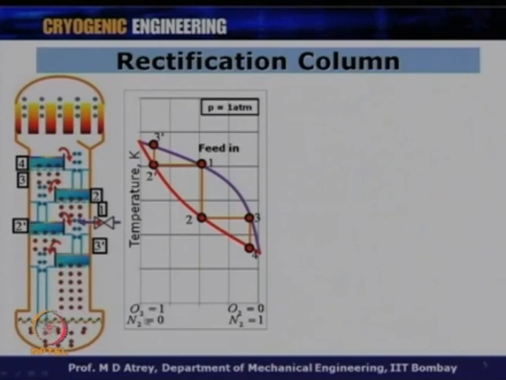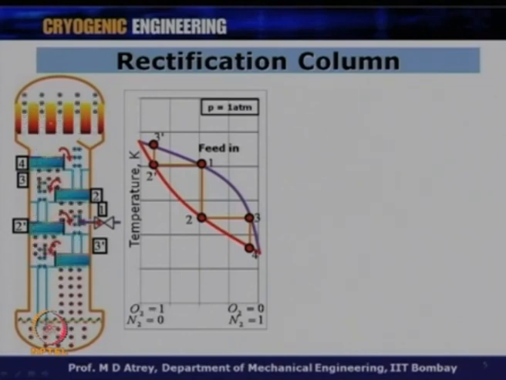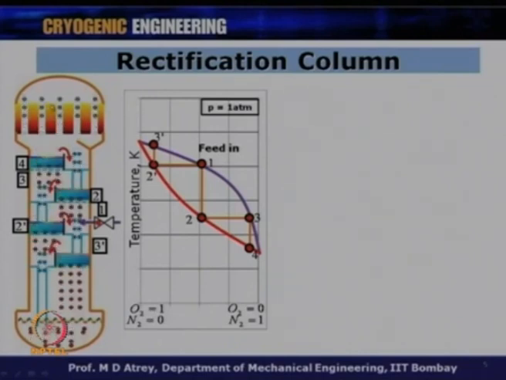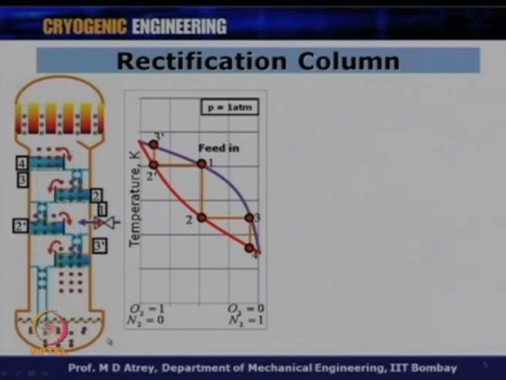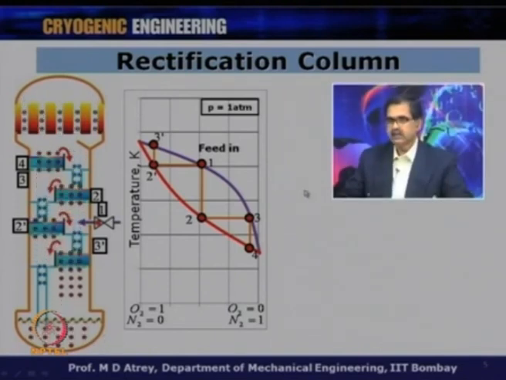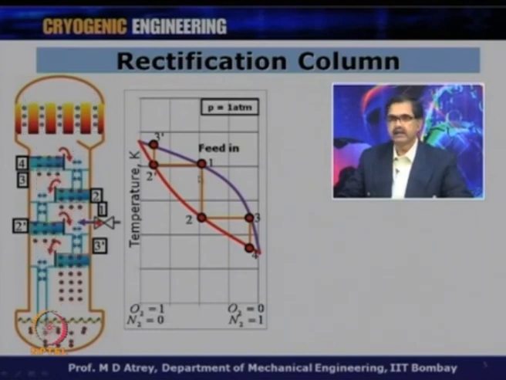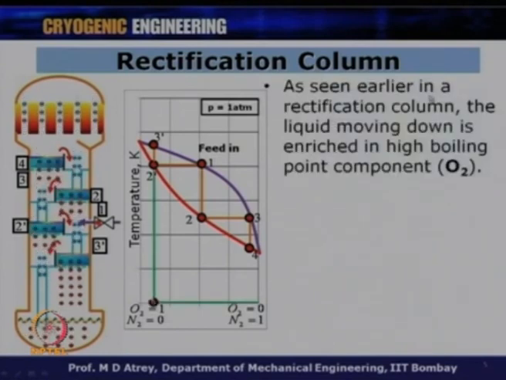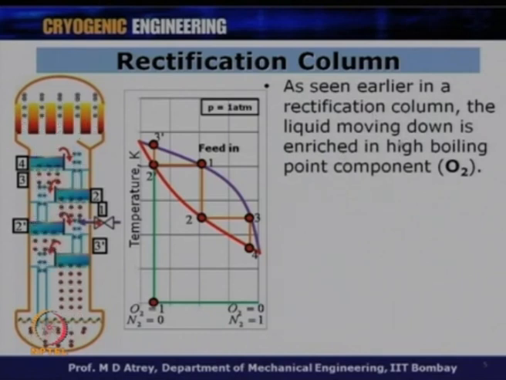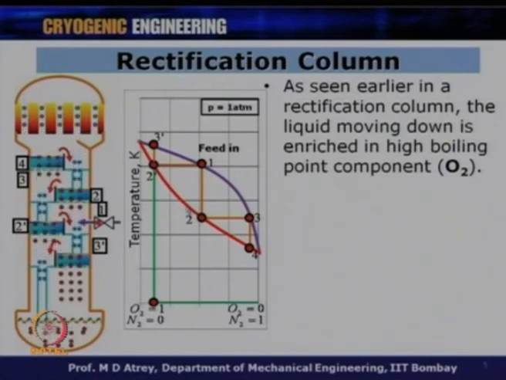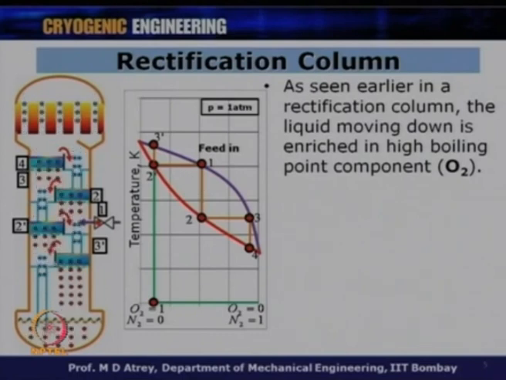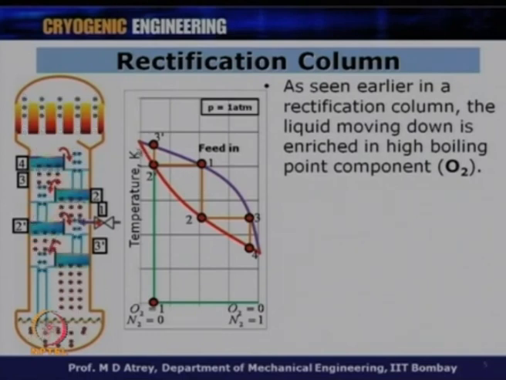Again, coming back to some basics, this was a column which we just saw. What you get on the top is liquid nitrogen or a low boiling component. What you get from the boiler over here is liquid oxygen or a high boiling component, when we assume that the feed is air. So, here you can see now the feed is coming at this point, and as seen earlier in the rectification column, the liquid moving down is enriched in high boiling component. So, as the liquid is moving down, the high boiling component means temperature will go up, and as it comes down from here, it will get richer and richer in high boiling component.